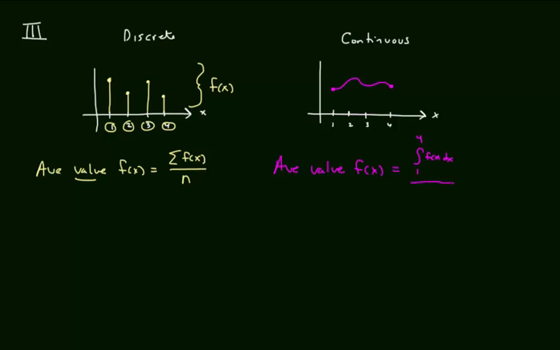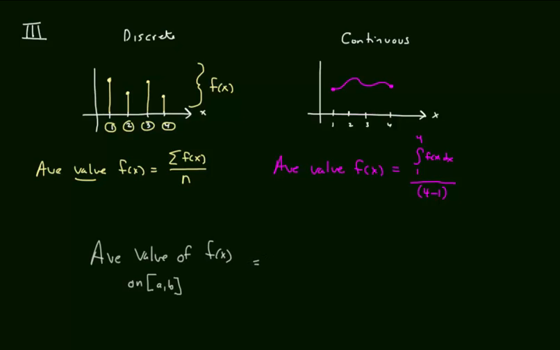And then what would I divide by? There are obviously infinitely many numbers between 1 and 4, but I need to divide by a quantity to get the average value of f of x. And you might see here, I'm going to divide by 4 minus 1, the interval. I will summarize that here.